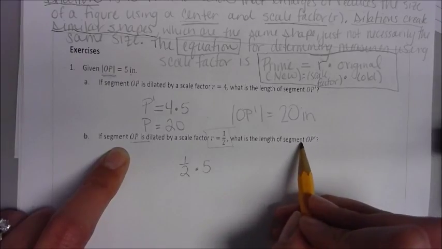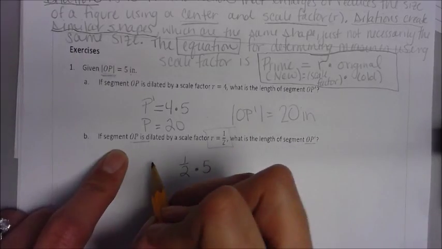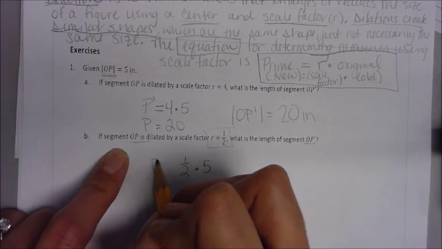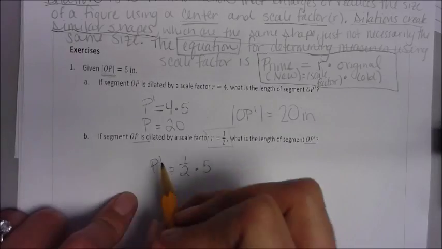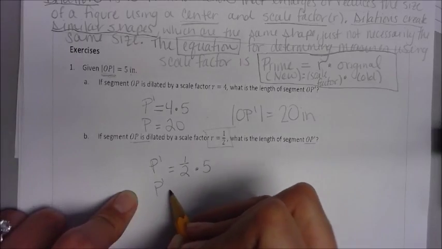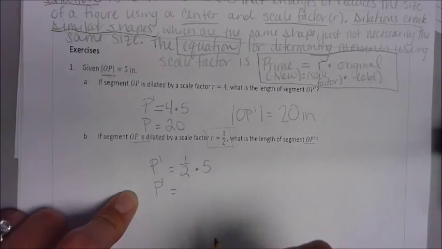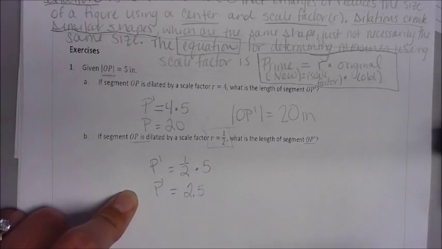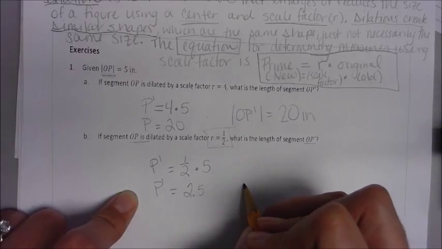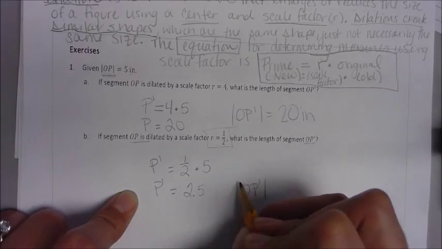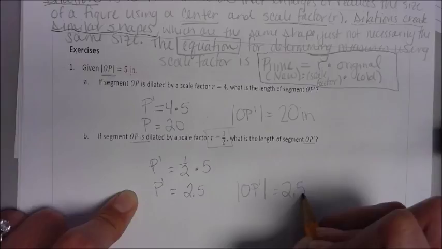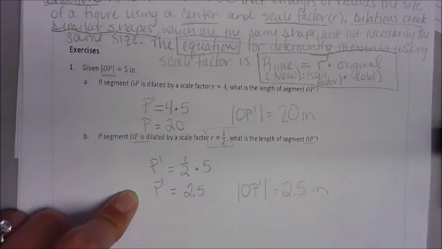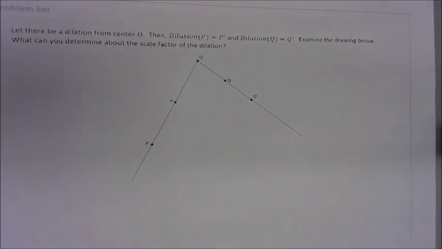What is the length of the segment OP prime? I know that's the new measurement that it wants me to find. So my prime measurement, my new measurement, is 1/2 times 5, which I know half of 5 is 2.5. So I can say that the measurement of OP prime is equal to 2.5 inches when it has a scale factor of 1/2.